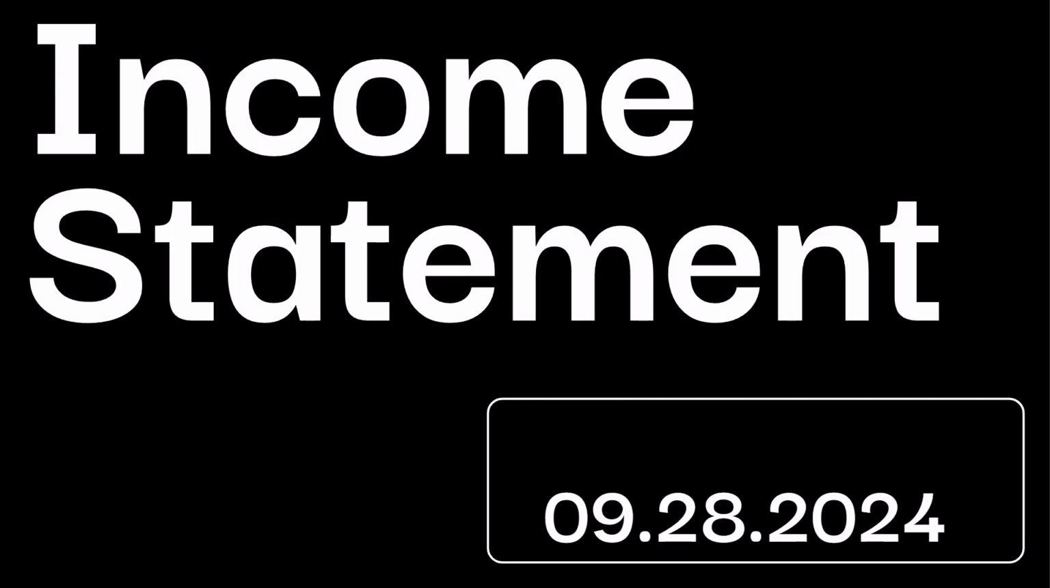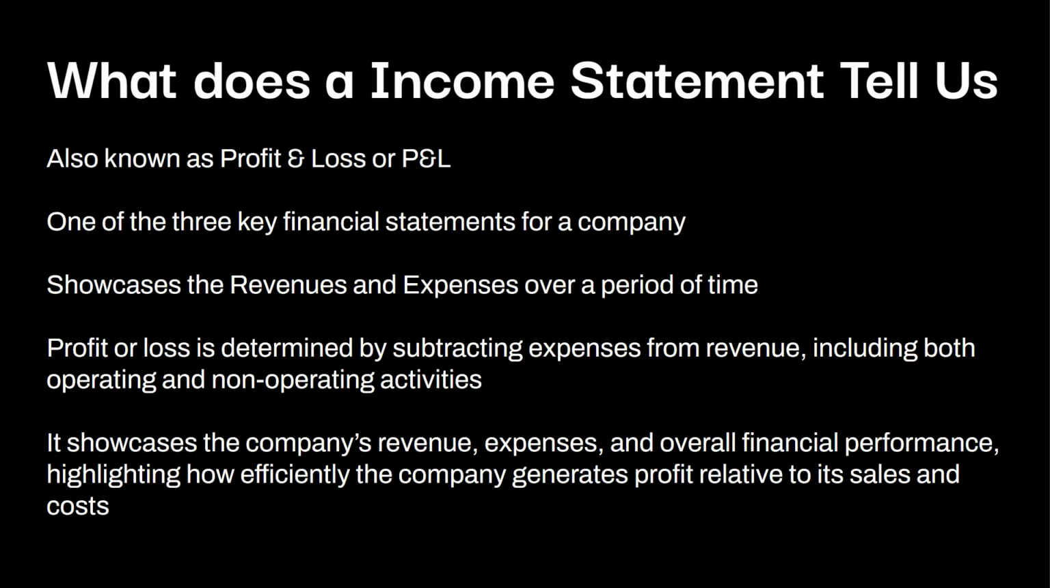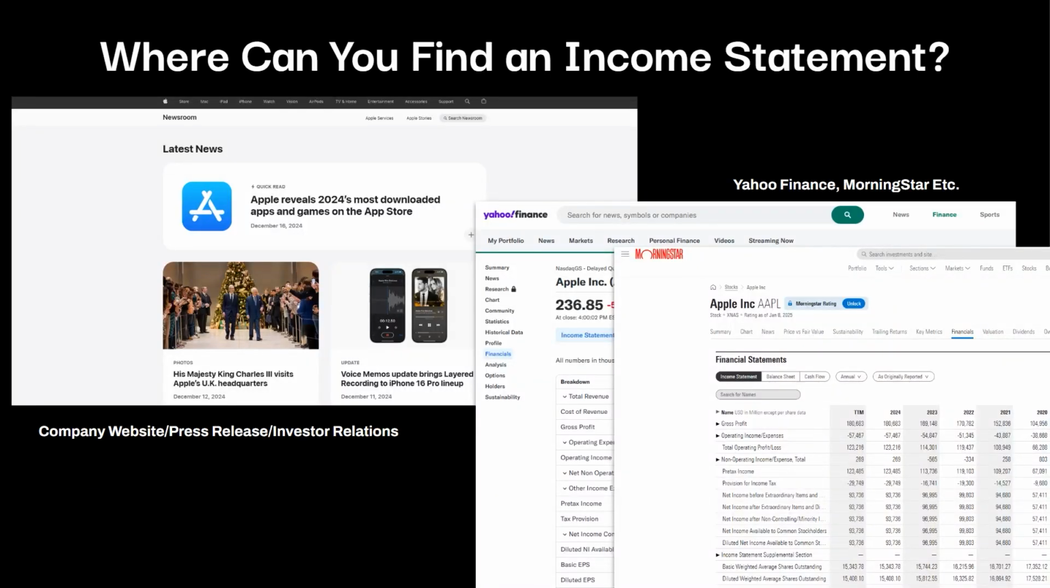All right, let's take a look into our income statement. So income statement is also known as the profit and loss. You'll also see this abbreviated as P&L, and it's one of the three key financial statements for a company that showcases both the revenue and expenses over a period of time. A profit and loss is determined by subtracting expenses from revenue, including both the operating and non-operating activities, and it showcases the company's revenue, expenses, and overall financial performance, highlighting how efficiently the company generates profit relative to its sales and costs.